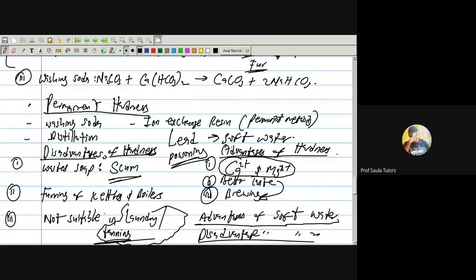But majorly, where hard water has more effect is in laundry. If you use water that is very hard for laundry, you observe that after the cloth is dried, you will see a whitish substance on the cloth like this. I don't know whether you have seen it before. That's what we call scum.